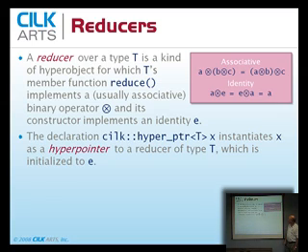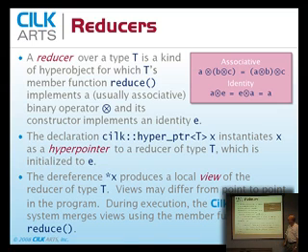Now, the way that you use a reducer is you declare X, if you wanted to make that be a reducer, you declare X to be a hyperpointer to this type T, which has this member function. And what that does is it instantiates X as a hyperpointer to a reducer of type T. And it initializes X to be the identity.